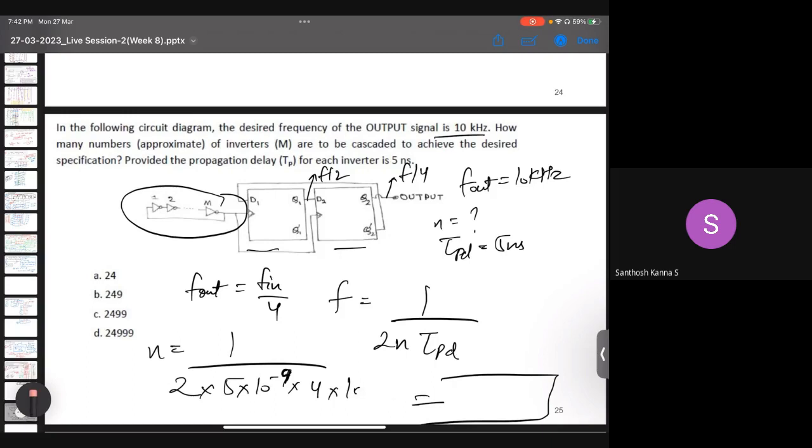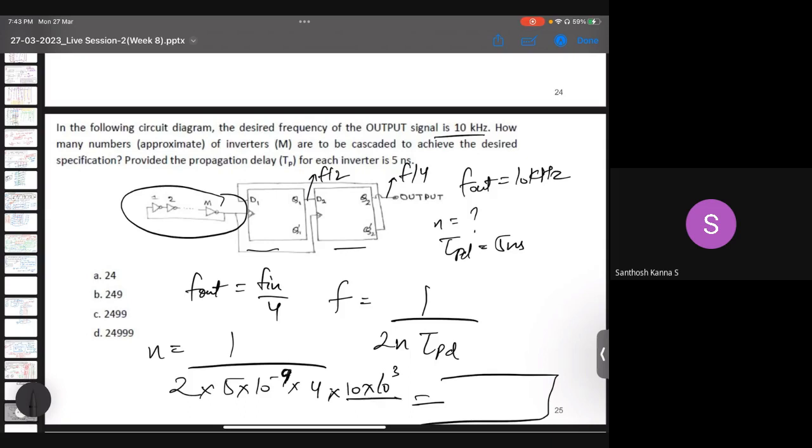This is 10 to the power 3. No, sorry, 10 into... Okay, so you are getting 2499. Are you sure? Let me recheck the calculation.